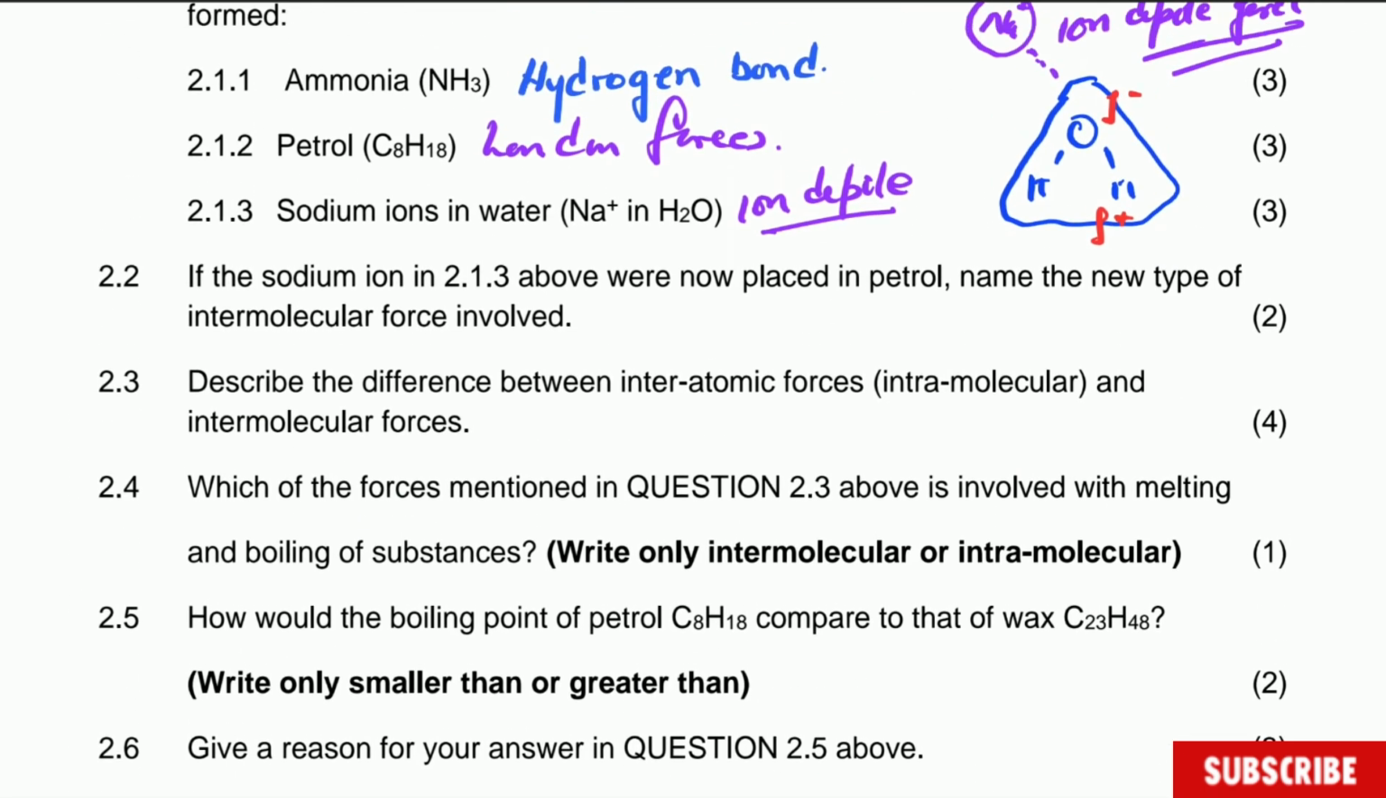So this one is going to be now ion-induced dipole. This one is ion-induced dipole. What happened here actually? The ion is going to make the non-polar molecule polar for a moment, and the force that keeps those molecules together is going to be called ion-induced dipole. Question 2.3, describe the difference between interatomic forces and intermolecular forces.